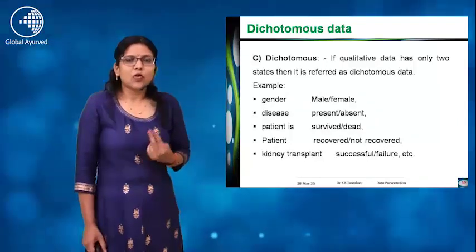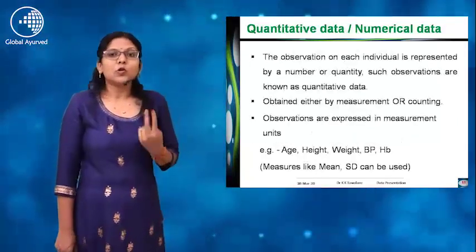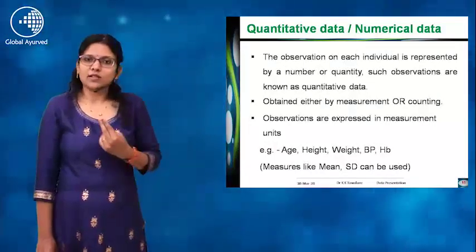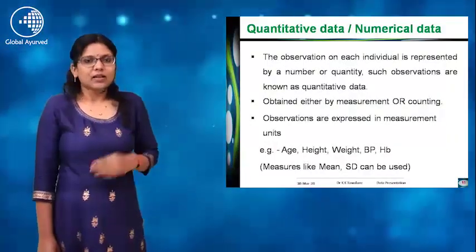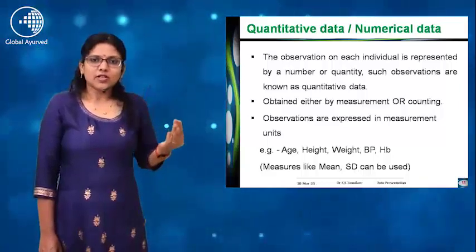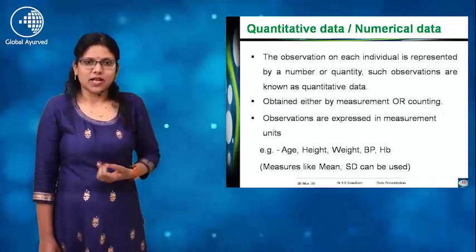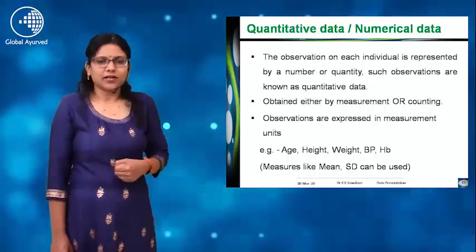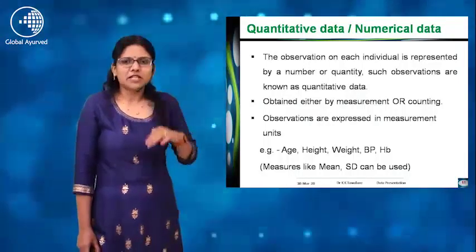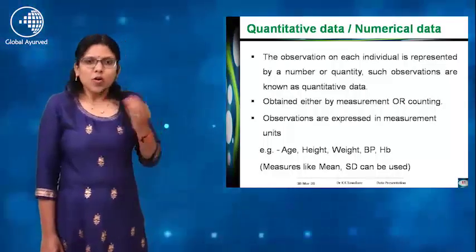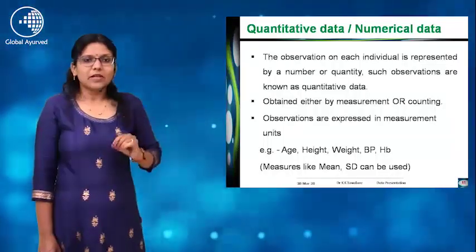Next, we will see the quantitative type of data, or the numerical data. Quantitative data is also called numerical data. The observation on each individual is represented by a number or a quantity. Such observations are known as quantitative data, obtained either by measurement or counting. Observations are expressed in the measurement unit.